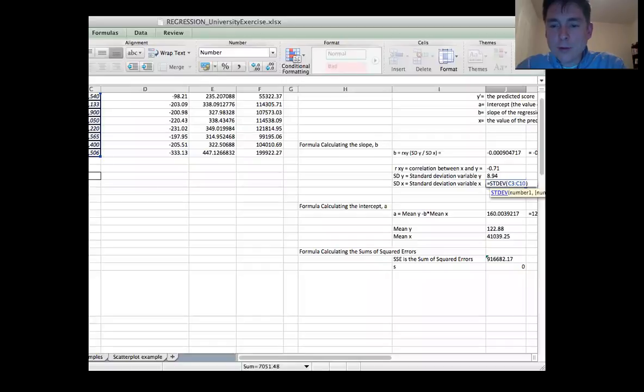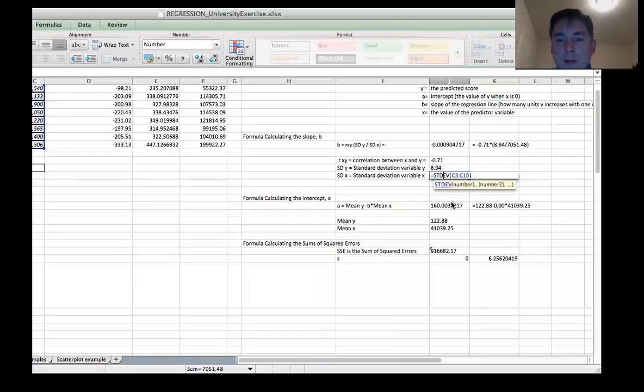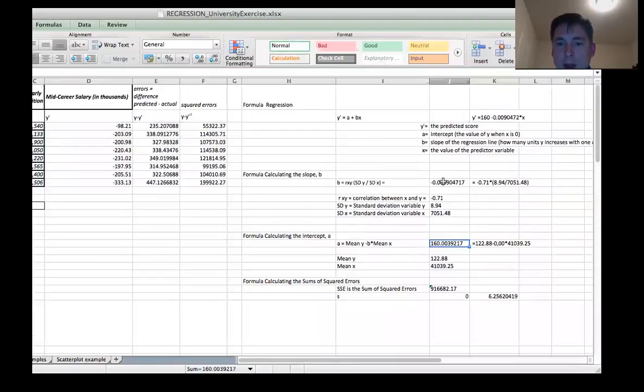Then we will go on and figure out, well, did we calculate our intercept correctly? So the intercept would be the mean of y, which is 122.88, times beta times the mean of x. So this formula looks all right as well. So we got to make sure that we have our beta correctly. The beta is our correlation times standard deviation y divided by standard deviation x. Looks okay as well.